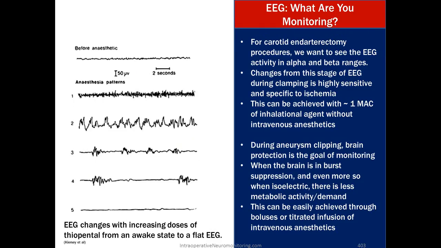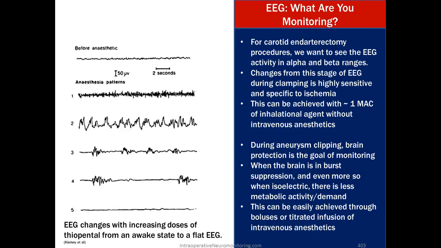EEG, what are you monitoring? For a carotid endarterectomy procedure, we want to see the EEG activity in alpha and beta ranges beforehand. Changes from the baseline EEG during clamping are highly sensitive and specific to ischemia. This can be achieved with around 1 MAC of inhalation agents without intravenous anesthetics. During aneurysm clippings, on the other hand, brain protection is the goal of monitoring. When the brain is in burst suppression, and even more so when isoelectric, there is less metabolic demand.